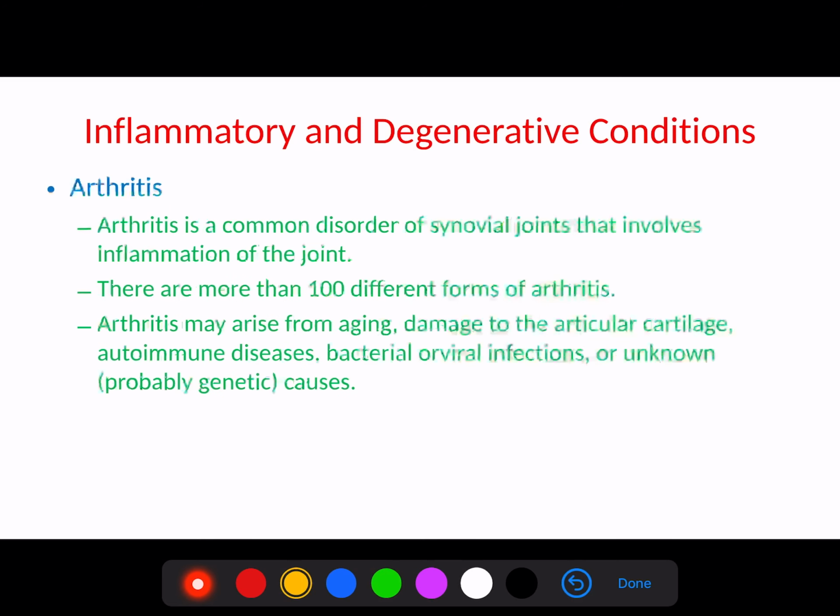Then we have arthritis. Arthritis is a disorder that affects the synovial joint, and it involves inflammation of the joints. We have more than 100 different types of arthritis. They come from different causes. Usually it's associated with aging, and damage to the articular cartilage. Sometimes it's an autoimmune disease, sometimes it's bacterial or viral infections, and sometimes there is no known cause for arthritis.